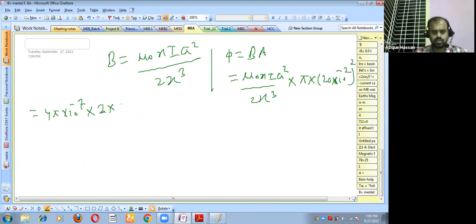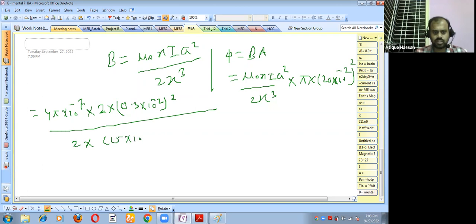So 0.3 into 10 to the power minus 2, square, divided by 2 into 15 into 10 to the power minus 2, cube, into pi into 4 into 10 to the power minus 2. Now we will get the answer.